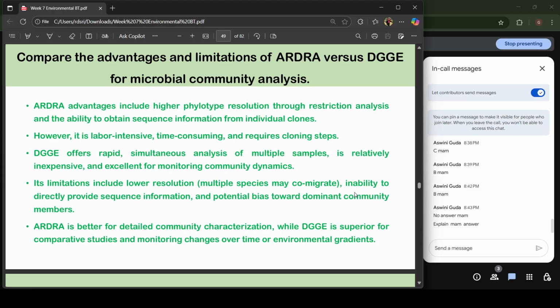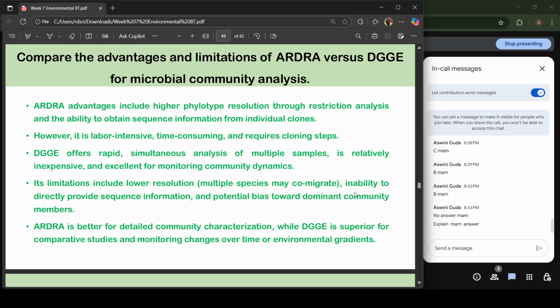So in case of ARDRA, the advantage is that we can get a higher phylotype resolution, because we are going for ribosomal DNA analysis. Phylotype resolution in the sense, whichever are genetically more or less similar, we are going to identify as the same phylotype.